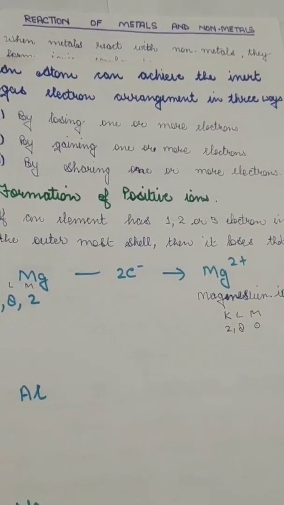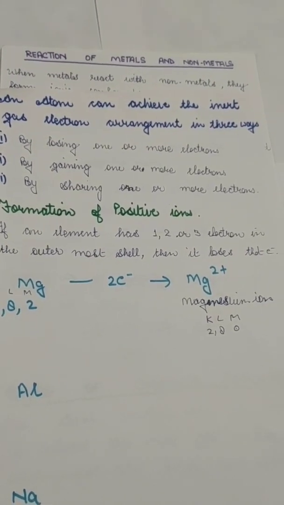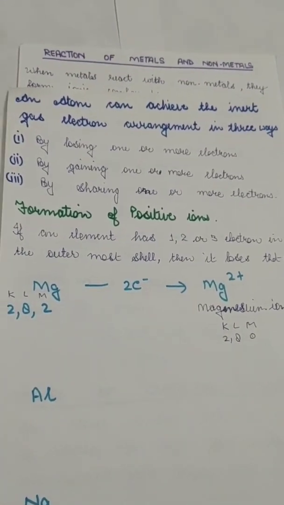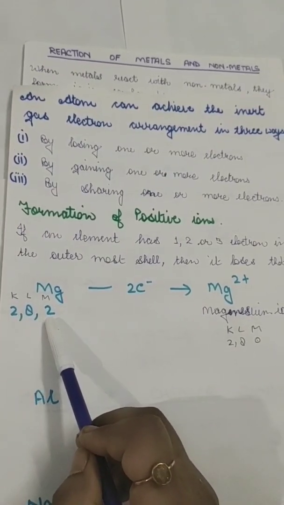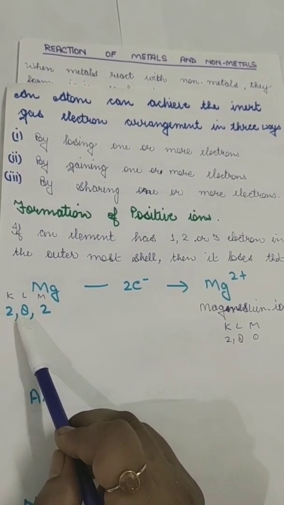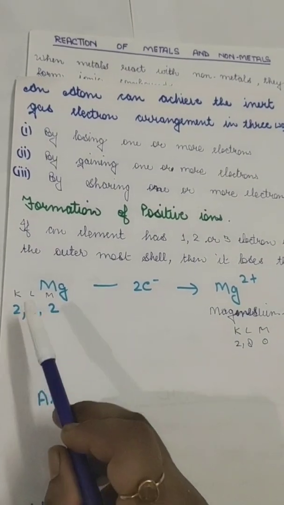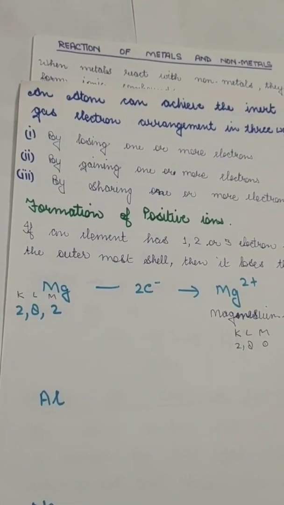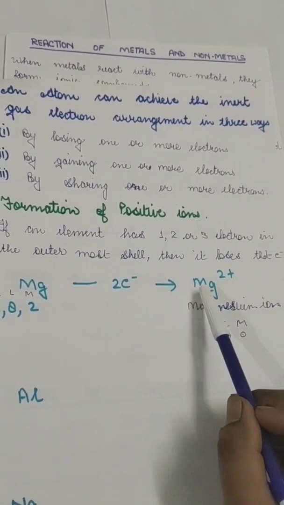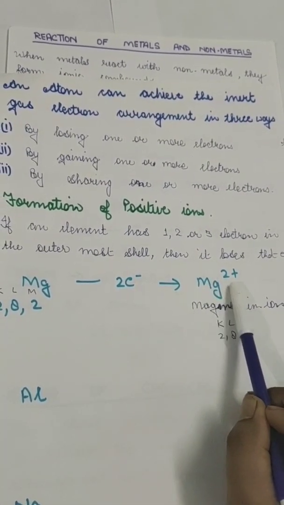Now, formation of positive ion, as I've already explained, but again I will explain. If an element has 1, 2 or 3 electrons in the outermost shell, then it loses its electrons. We all know that magnesium, for example, is 2, 8 and 2. This is K, L and M shell. So in the K shell it has 2 electrons, in the L shell it has 8 electrons, and in the M shell it has 2 electrons. So it wants to acquire the electronic configuration of neon gas. That is why it will donate its 2 electrons. So it will acquire a positive charge of 2, because 2 electrons have been given away, so it will have a 2 positive charge.